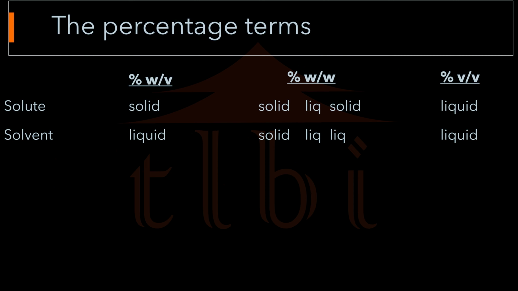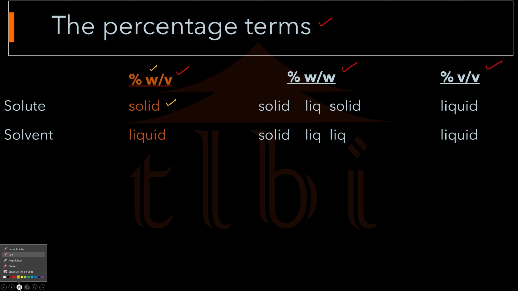All right. Now, moving forward, let's look at percentage terms. Percentage terms usually are of three types: percentage weight by volume, percentage weight by weight, and percentage volume by volume, right? Now, let's look at each of them one by one. So, percentage weight by volume, right? Weight means obviously it's solid.